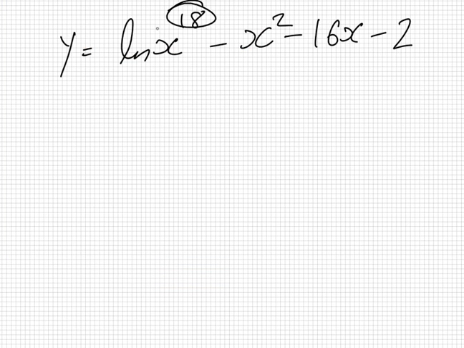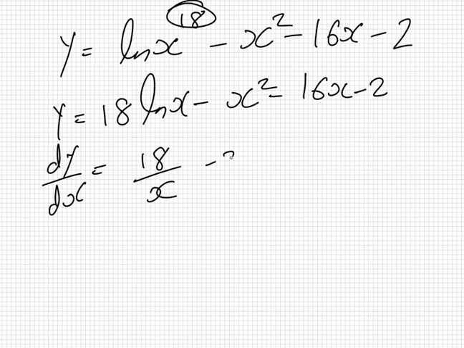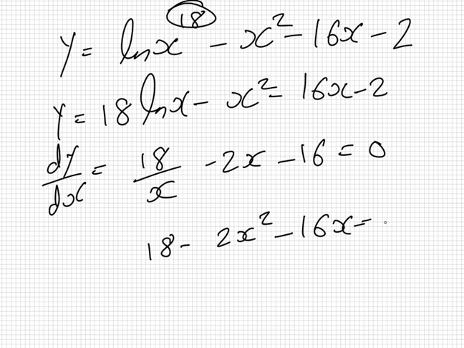So first, what do I need to do about this 18 though? Put it in the front. Okay, so what's the derivative here? It'd be 18 over x minus 2x minus 16 equals 0. Now we've seen how to deal with these problems. What should we do here? Multiply everything by x. So you get 18 minus 2x squared minus 16x equals 0.